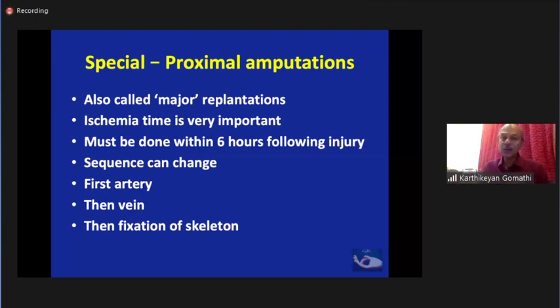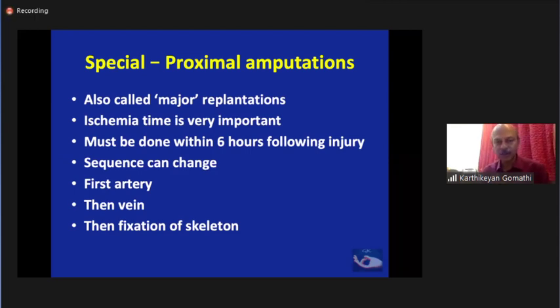Here, the sequence that we have discussed all along, first the bone fixation, then the tendon, then the nerve, then the artery, then the vein, this sequence will change because we need to combat the ischemia time. You can do the artery and vein first and then do the fixation. It's a little difficult, but that is what will get the survival of the hand. Then the fixation of the skeleton can be done.